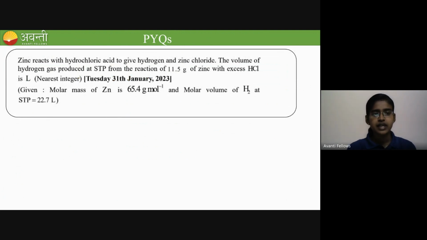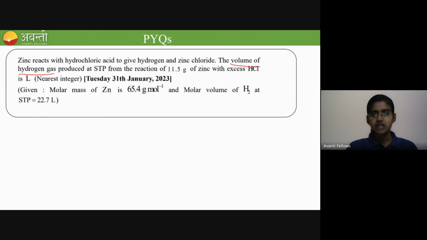Zinc reacts with hydrochloric acid to give hydrogen and zinc chloride. The volume of hydrogen gas produced at standard temperature and pressure from the reaction of 11.5 gram of zinc with excess HCl is dash liter. Molar mass of zinc is given and molar volume of hydrogen at STP is 22.7. So we have to find out the volume of the hydrogen gas produced.